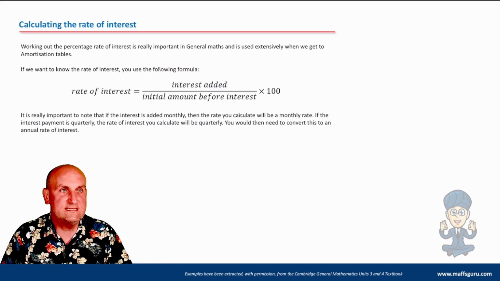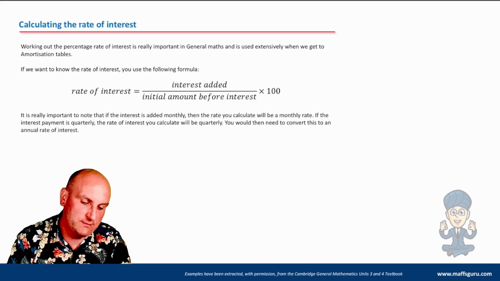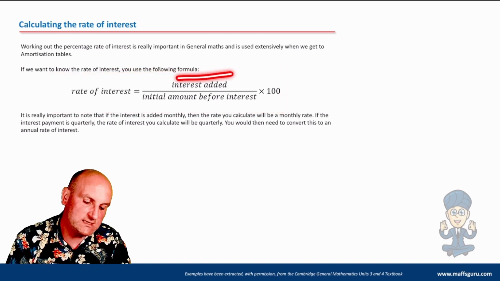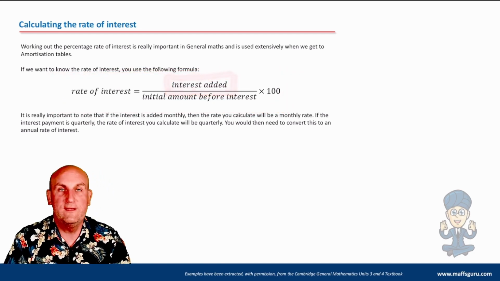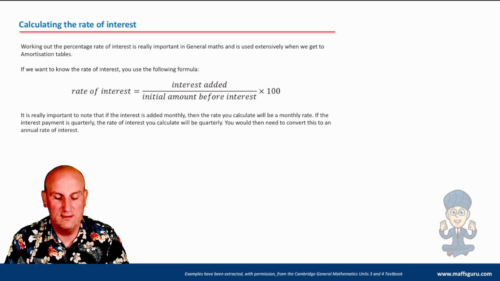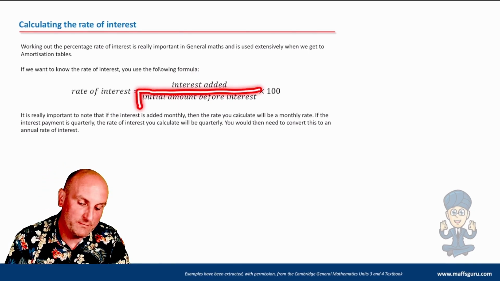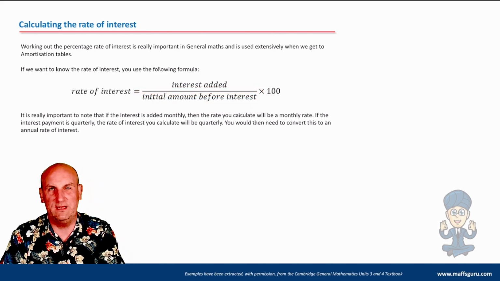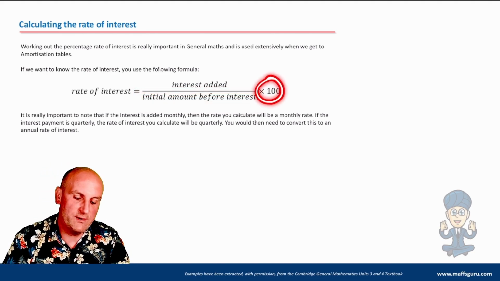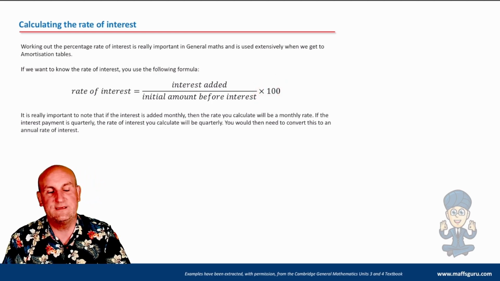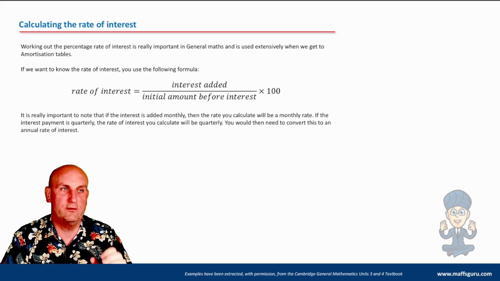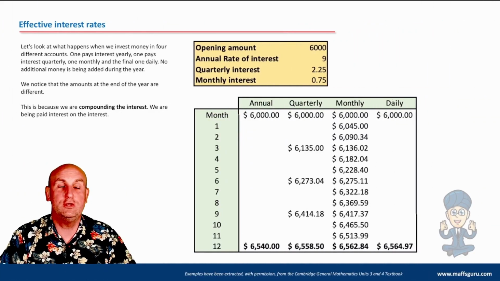Now I say the rate of interest. This is such an important formula. The rate of interest is given by how much interest was added, so a physical amount of interest, divided by the amount before the interest was added. In amortization tables, that's going to be the previous balance, times by 100. Again, when I get to this, it's going to become massive. It's really, really important. But just know that the rate of interest is going to become huge in the next section.